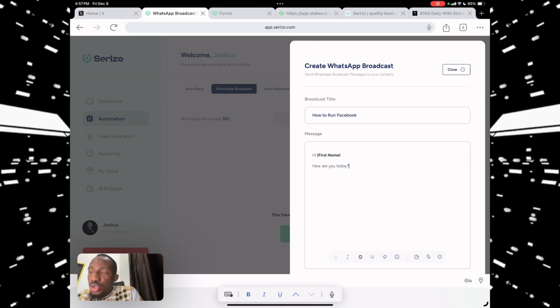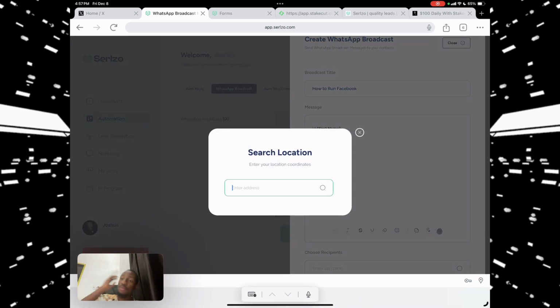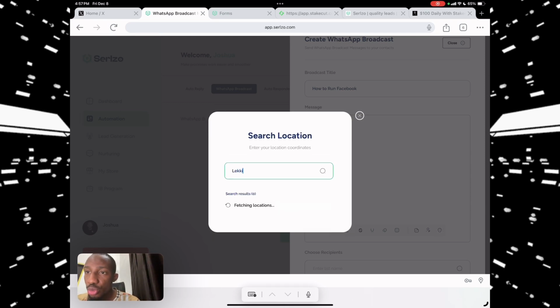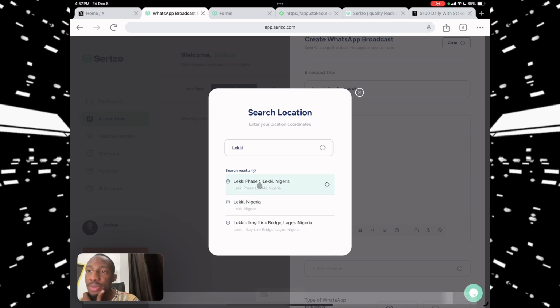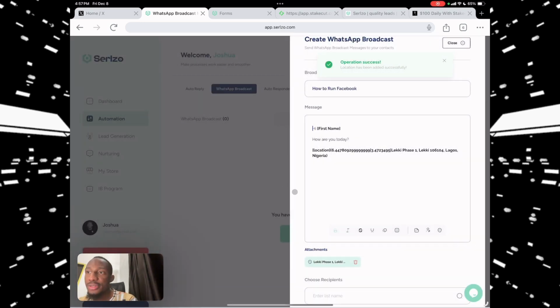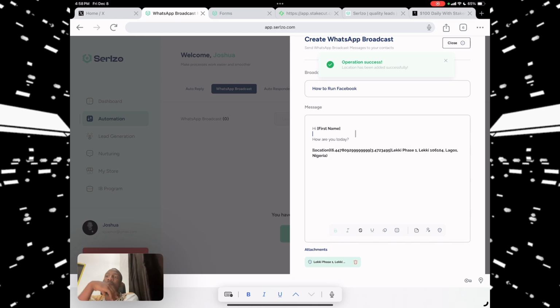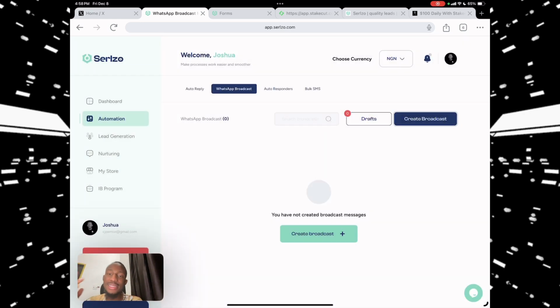So I could even add emojis. I could upload pictures. I could even add live location. Let's say I'm hosting a physical event and say, hey guys, meet me at Lekki Phase 2. Okay, let's just type Lekki. Then I give them, okay, join me at Lekki Phase 2, and this is the address of the place, whatever place it is. I pick the address, and they'll get to see it in the message. You know how live location works on WhatsApp? That's how they're going to get it. So you just send it to them, and they get it.